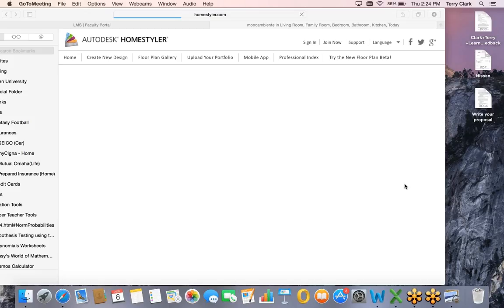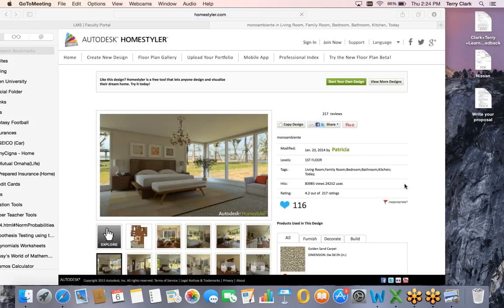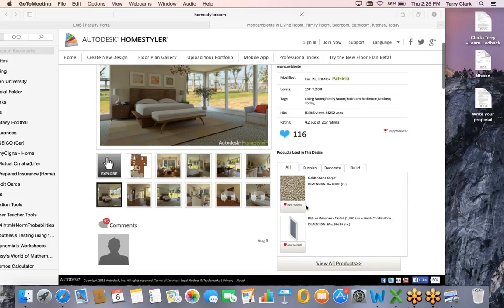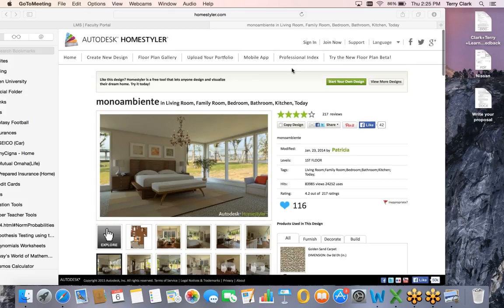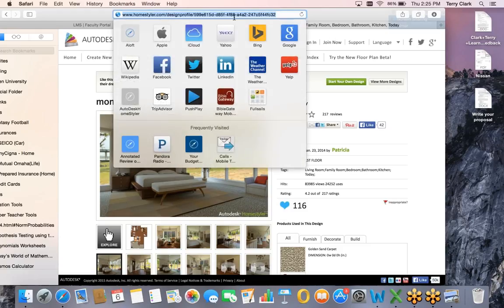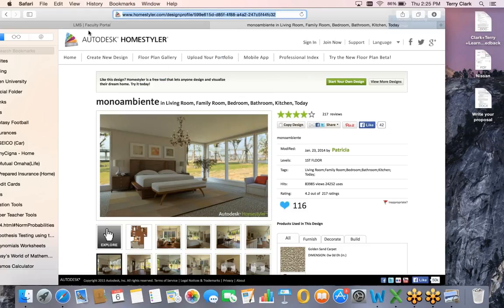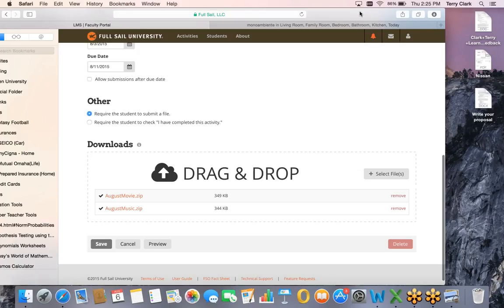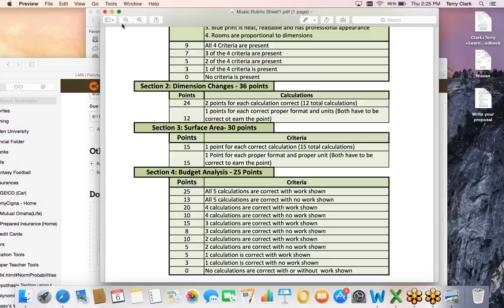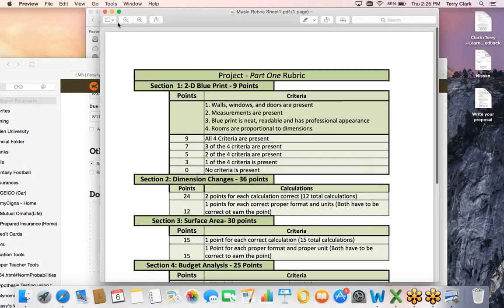Now there are some other ones you can look at to use. But this is just one. Home Stylers is one you can use. I want to say there's another one. There may be one in the directions too. So let me look at that as well, and then we'll see what comes up there. Okay, but this is the rubric and how it's laid out.